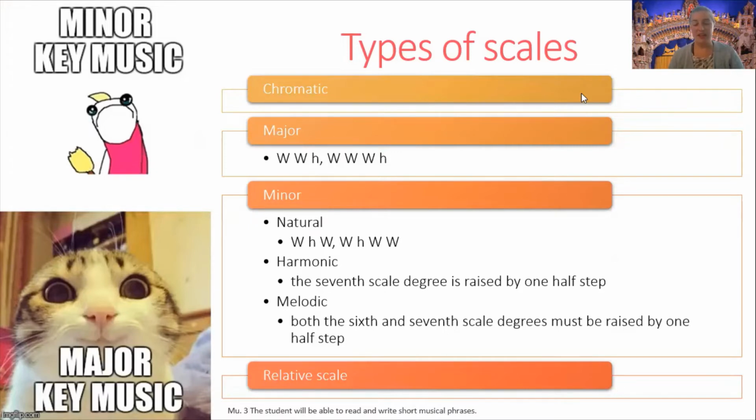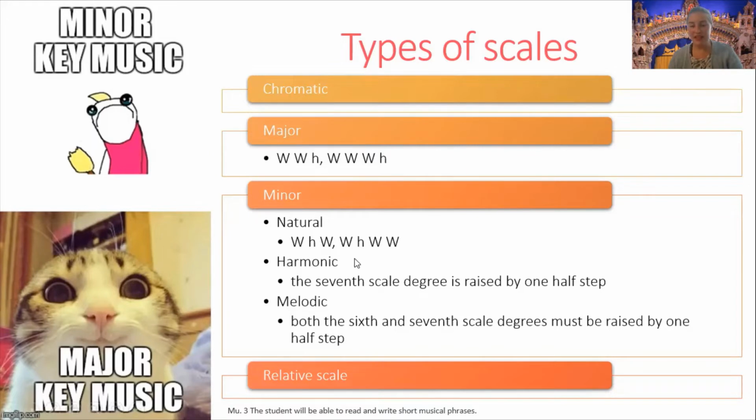In our minor scales, we have three different kinds of minor scales. We have natural minor, harmonic, and melodic. A natural minor scale has a whole, half, whole, half, whole. If you notice where this lovely little comma is, it's the same pattern as the major scale, just shifted a little bit. We just took the last two steps and stuck them on the front. So it's going to have the same notes, they're just shifted to the front.